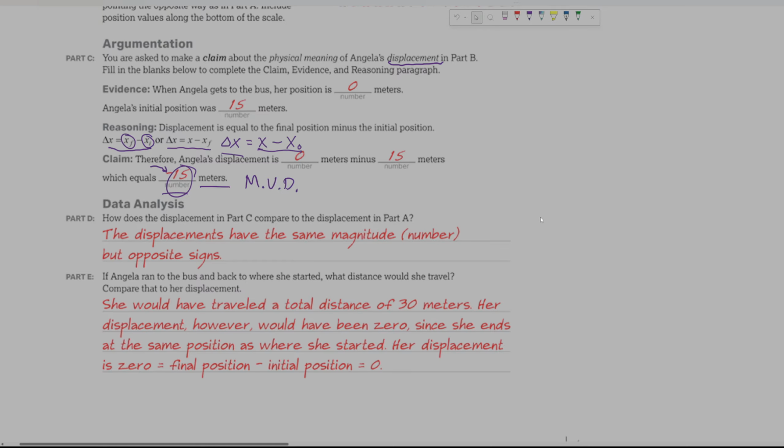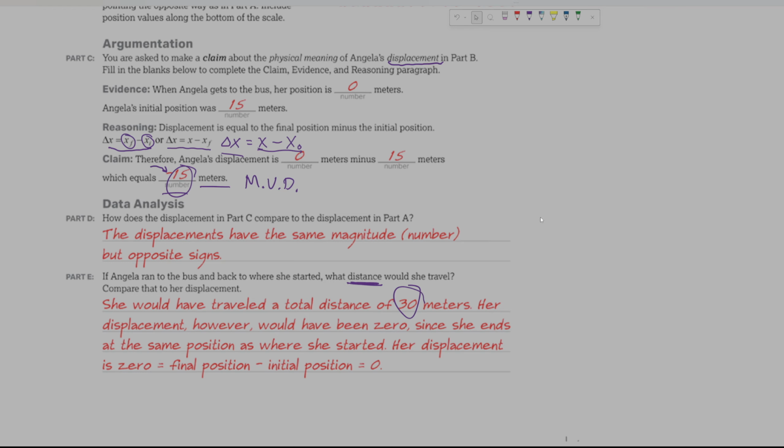And in part E, if Angela ran to the bus and back to where she started, what distance would she travel? And then compare that to the displacement. So what distance would she travel is going to be a total. She runs 15 meters toward the bus, positive or negative, doesn't matter. And then she runs 15 meters back to where she started. So 15 plus 15 will give us our 30 meters. And that's the total distance she traveled. Notice that direction really doesn't play a role. If you ran that far, you would know it. You don't subtract anything there. You actually just add them together. Basically, you add the absolute values of the distances, the displacements.